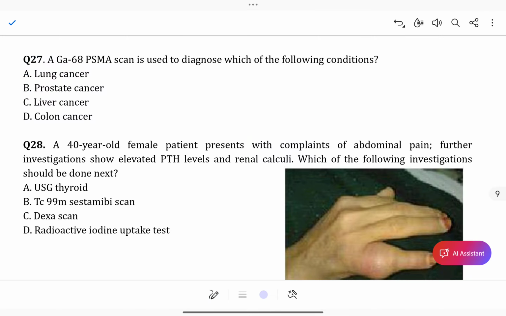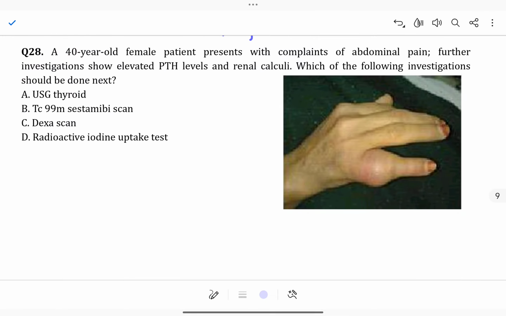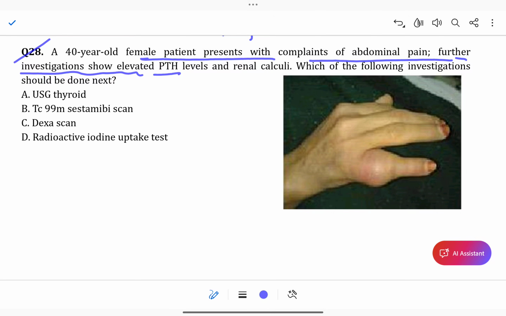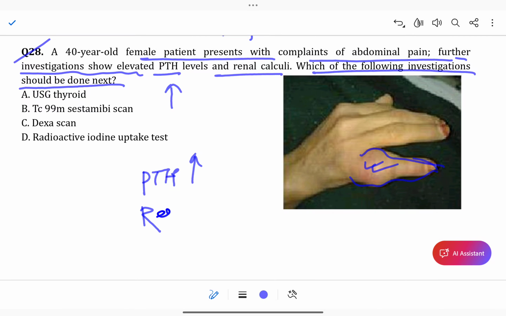Come to question number 28. A 40-year-old female patient presents with a complaint of abdominal pain. Further investigation shows elevated PTH levels and renal calculi. Which of the following investigations should be done next? See this part. PTH is high, and there is presence of renal calculi.